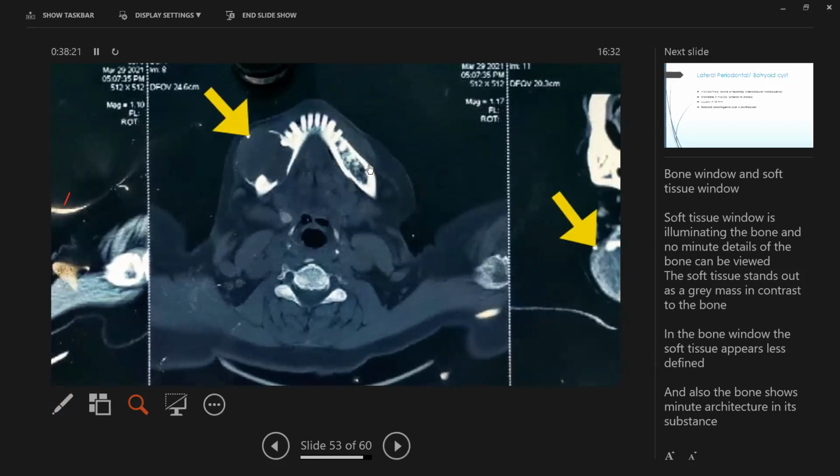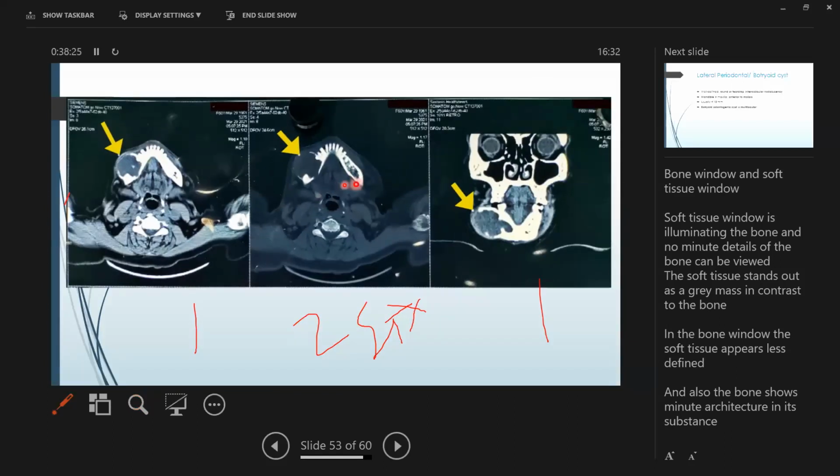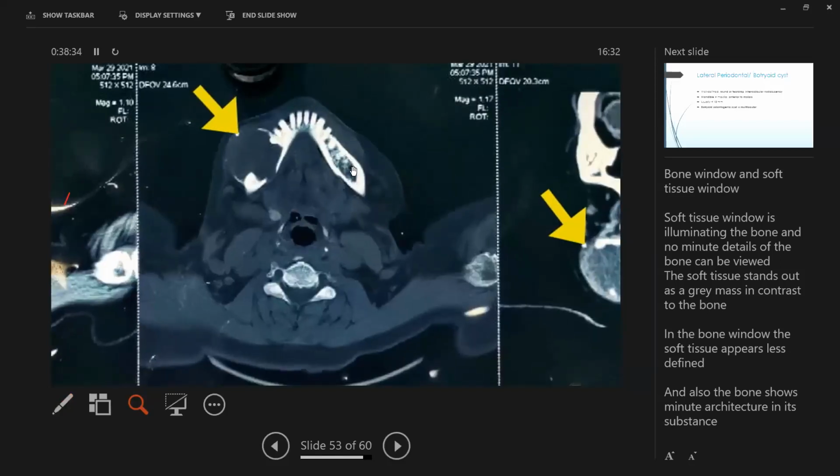When you see such minute details within the bone, then it is most likely a bone window, because you said this is the soft tissue window, but this is actually the bone window, my dear, because you can see some minute details of the bone and you can see the trabeculae over there. So that's a bony window.